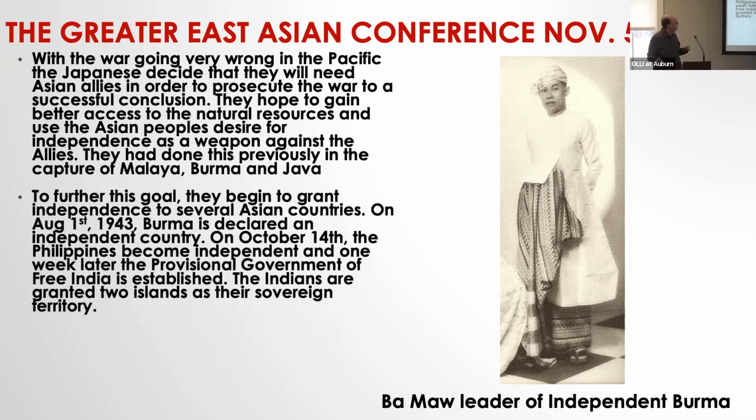Well, in order to try to get Asia on their side, even though they've had all this exploitation, which is always going to be a problem for them, they're going to start to create independent Asian nations. The first one they're going to create is Burma, on August 1st of 1943. And they declare that Burma will now be independent. It's no longer part of the British Empire, it's its own country.